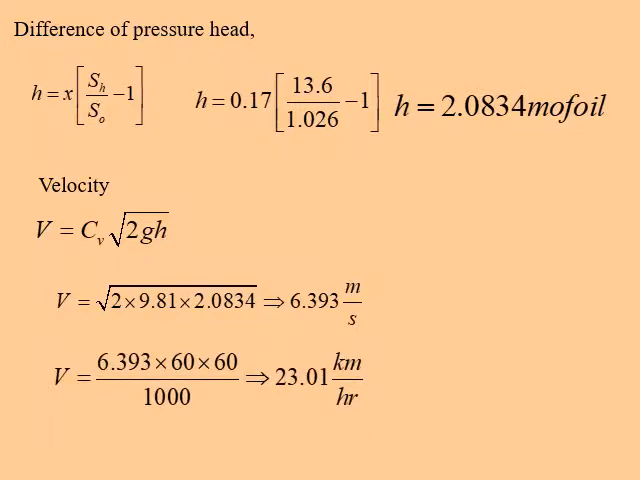In case it is converted into kilometer per hour, it is divided by 1000 in order to convert from meter to kilometer, and to convert from seconds to hour, it is multiplied by 60 into 60. Finally that answer is 23.01 kilometer per hour. So now that submarine is moving at the velocity of 23.01 kilometer per hour.